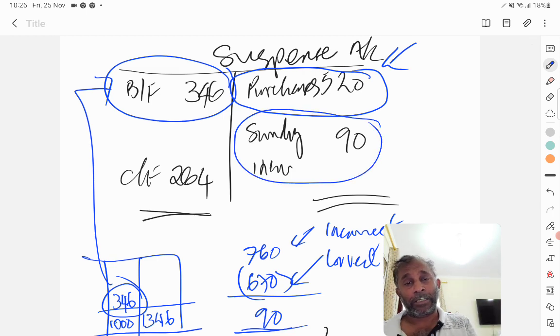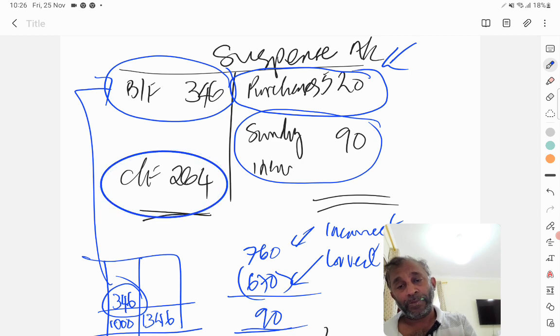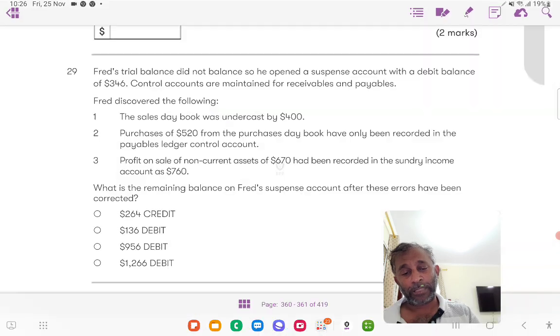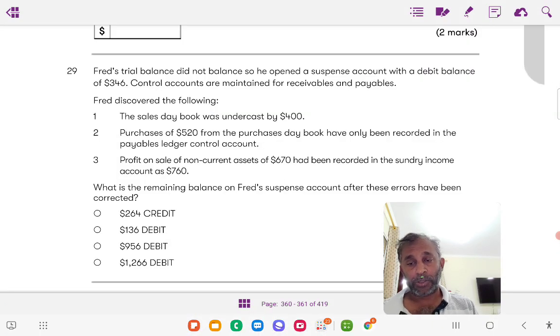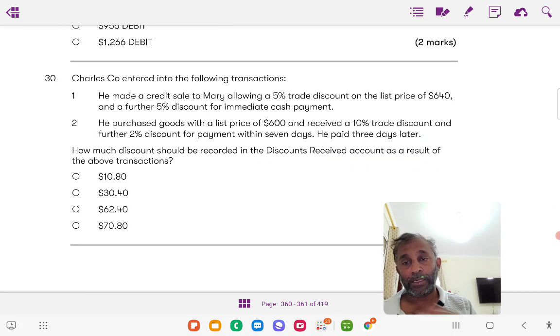When you balance this account now, you end up with a difference of 264 on the credit side. So let's find out the answer. The first answer, 264 credit, is the correct answer.